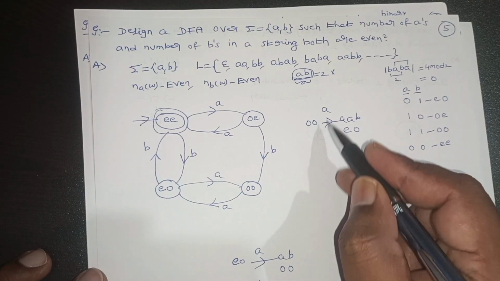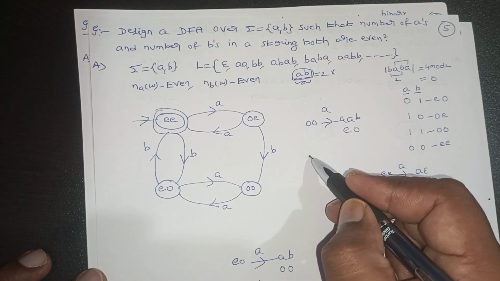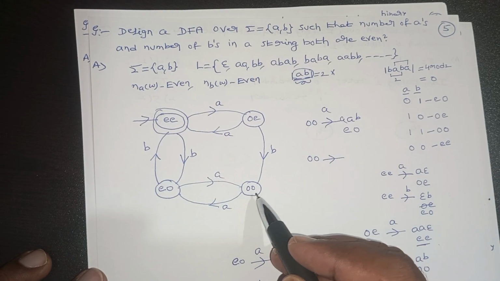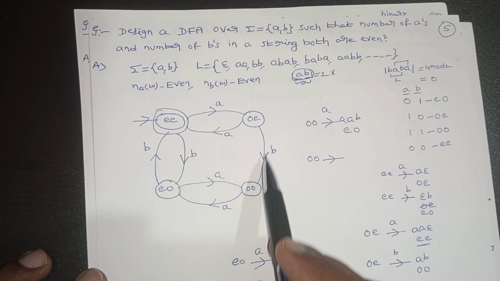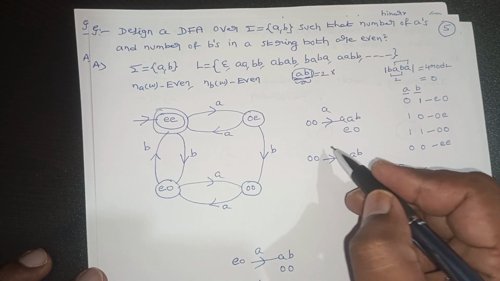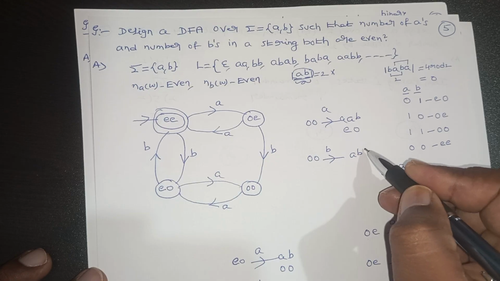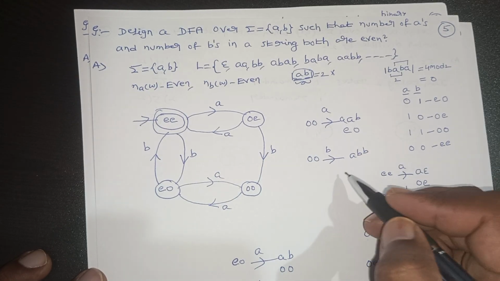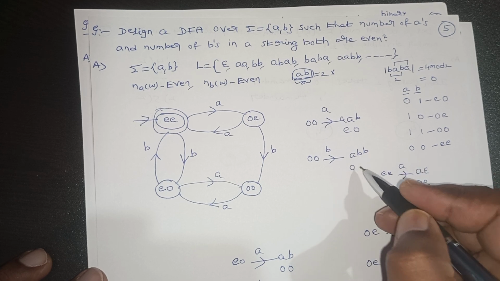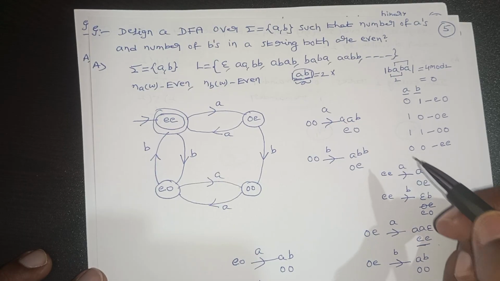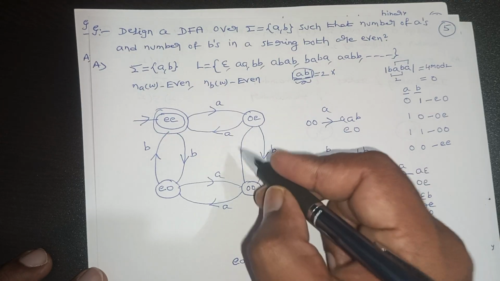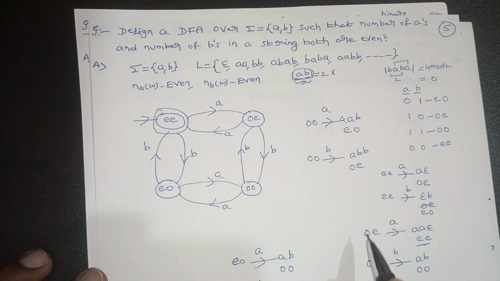Now A is over. I have to form the edge on B from OO. First, what is the path? How do I reach OO? Through the path AB, so write AB first. Now I have to see B, so write B. Then what is the state? Odd number of A's, even number of B's. It means OO on B, I am going to this one.